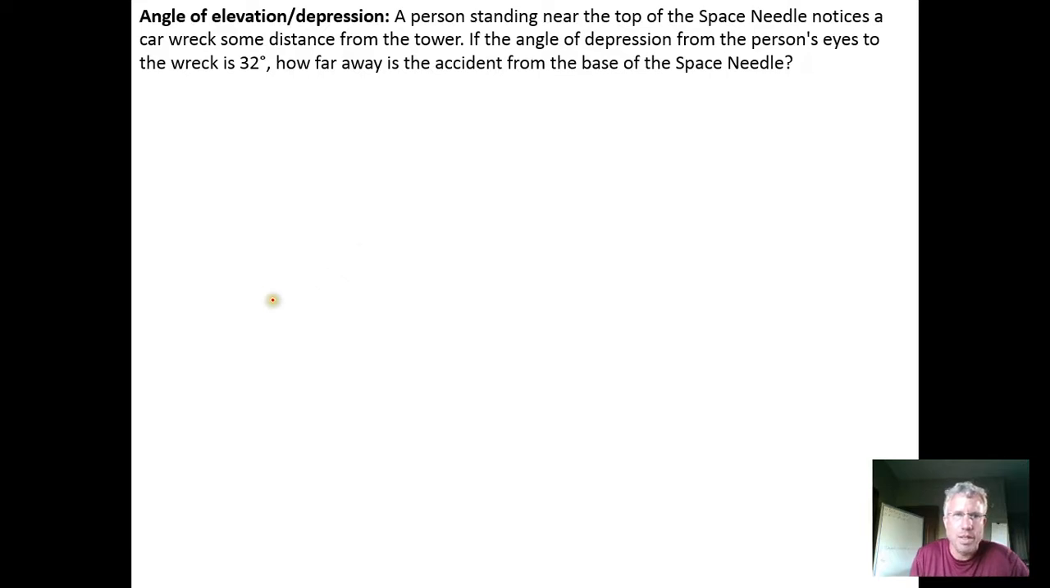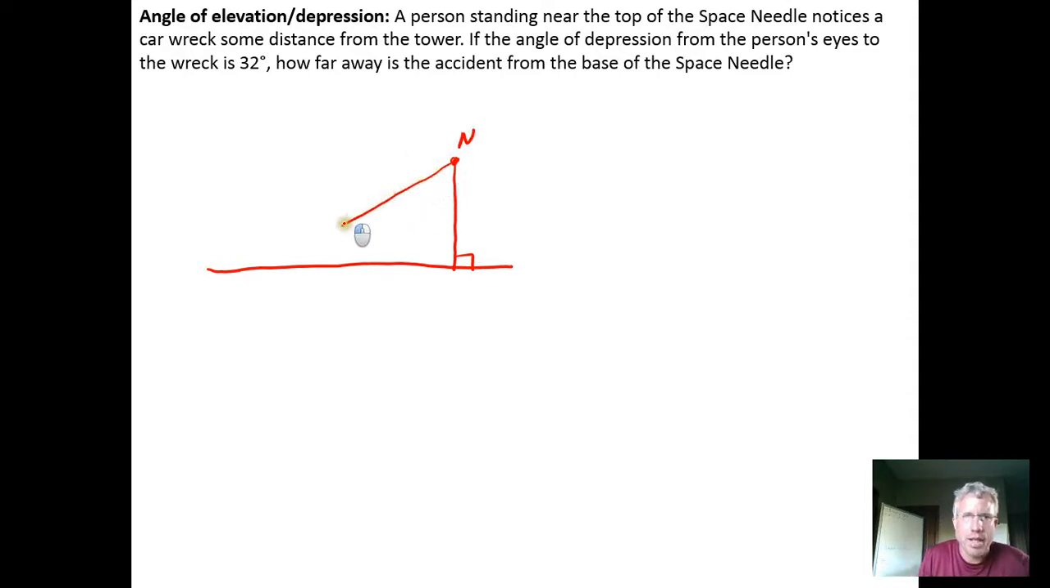So again, draw a picture first. Here's the ground. Here's the Space Needle. We assume the Space Needle makes a 90-degree angle with the ground. A person standing up near the top, they look down towards a wreck. The wreck is at some distance from the center of the base of the Space Needle. We'll call that distance W to go with the wreck. The height of the Space Needle we already know. We calculated that to be 605 feet on the previous slide.